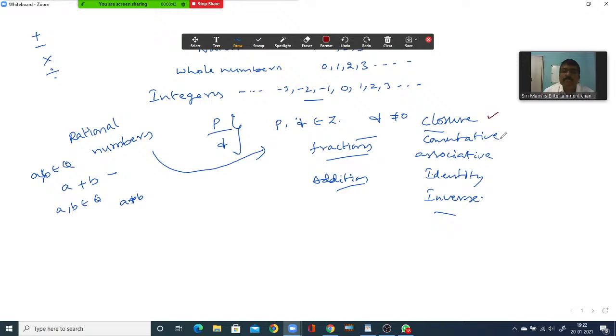So already we have seen the closure property, commutative property, associative property, identity property, inverse property, and last but not least, the multiplicative distributive law over addition. It can also be called the distributive law.